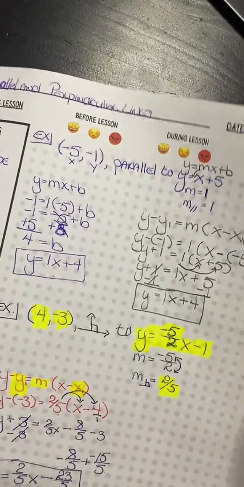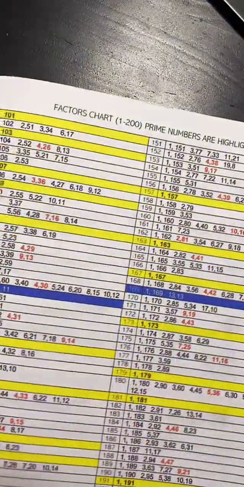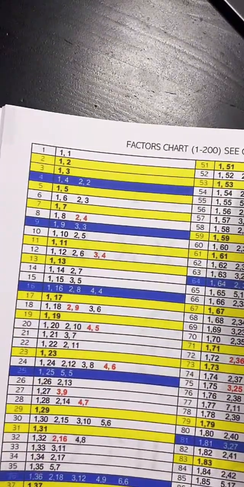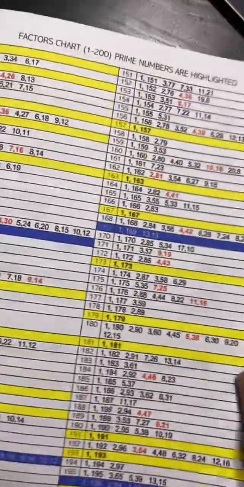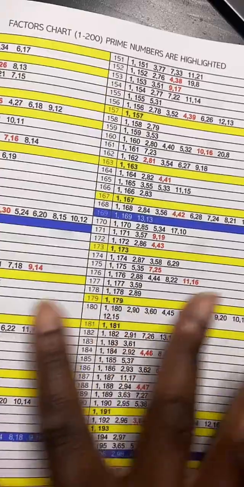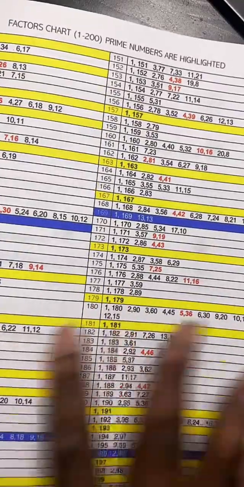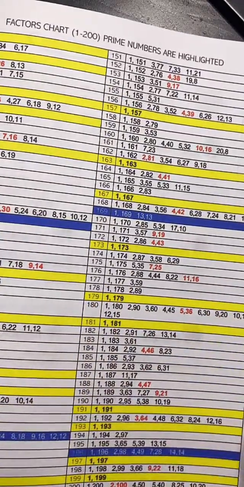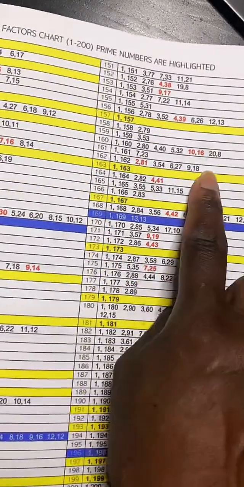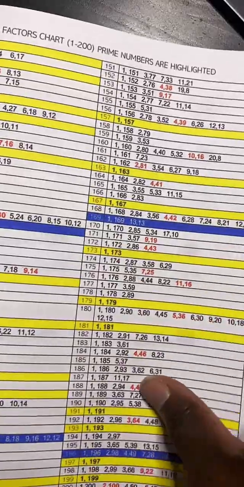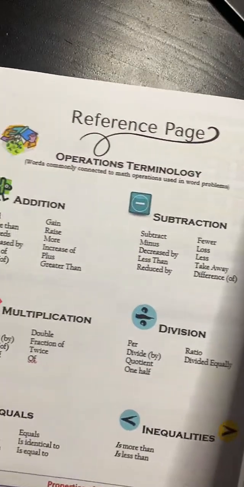And then as well, and you saw bits and pieces of it, was the factor chart. The factor chart goes from 1 all the way up to 200. This will help you break down radicals. It will help you with your factoring. It will help you with your multiplication. The yellow is your prime numbers, the blue is your perfect square numbers.